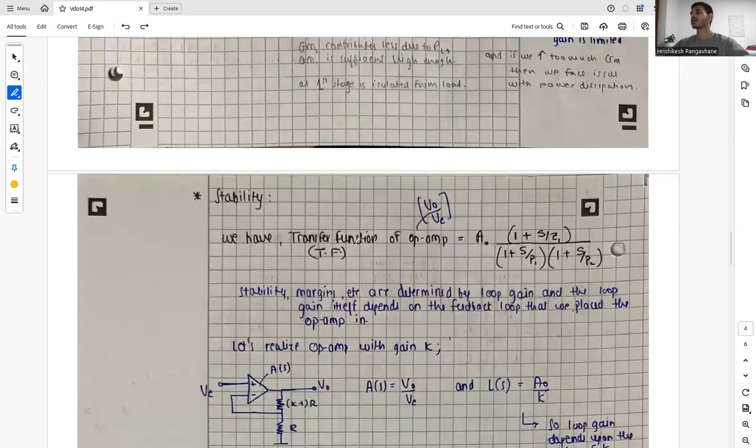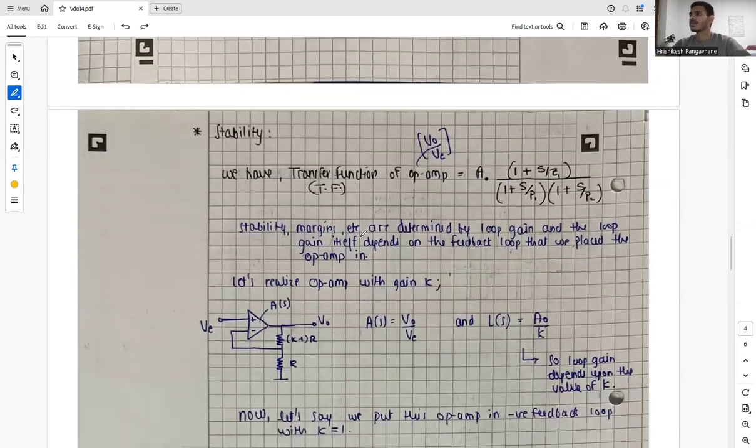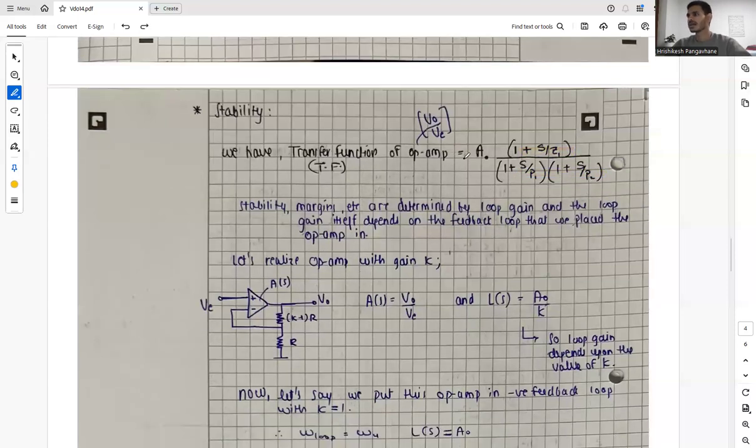So now let's come to stability. When we talk about stability, we have a transfer function of an op-amp, which is basically our ideal gain, along with our zeros and poles. So these are our zeros and these are our poles. Stability margins, like phase margins, are determined by loop gain, and the loop gain itself depends on the feedback loop that we place the op-amp in.